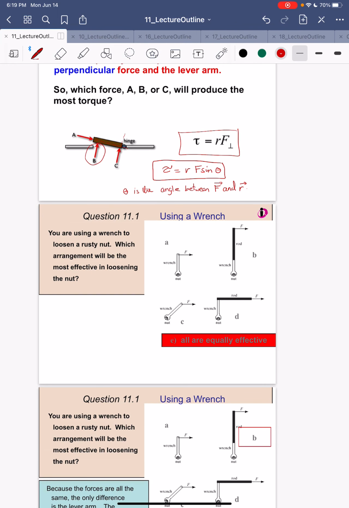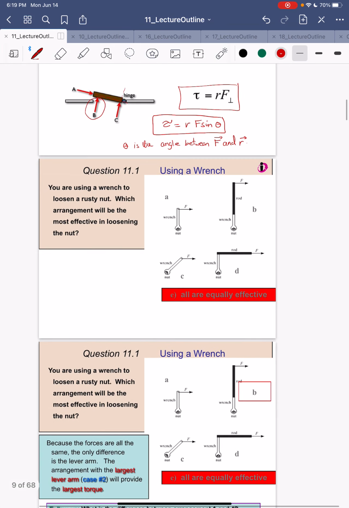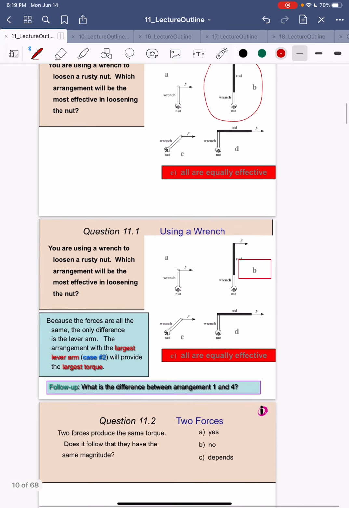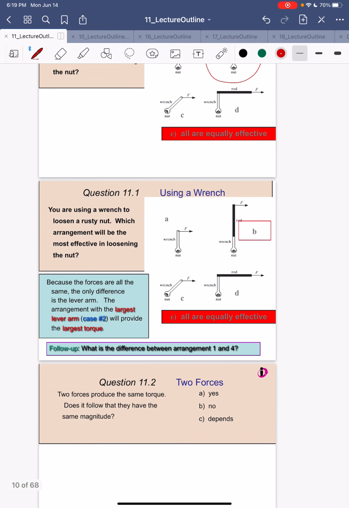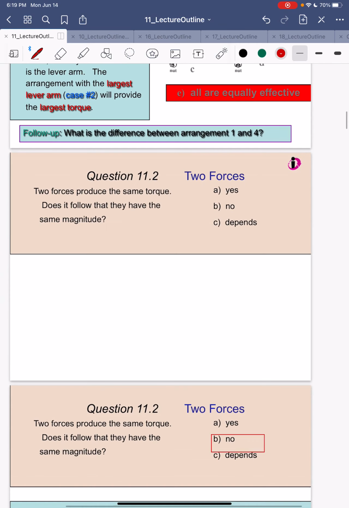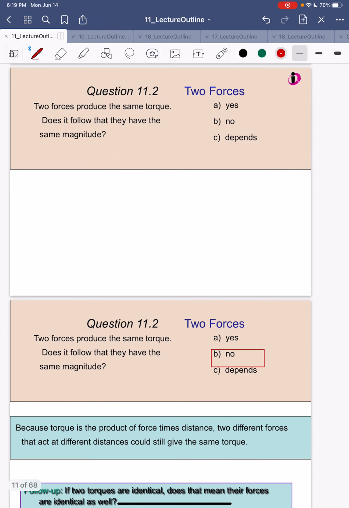Okay, you are using a wrench to loosen a rusty nut. Which arrangement will be more effective in loosening the nut? Of course, I will say this is the one, because it has more arm, so it is just going to have more torque. Also here, if two forces produce the same torque, does it follow that they have the same magnitude? Of course not, because the torque depends on the force and also the distance.